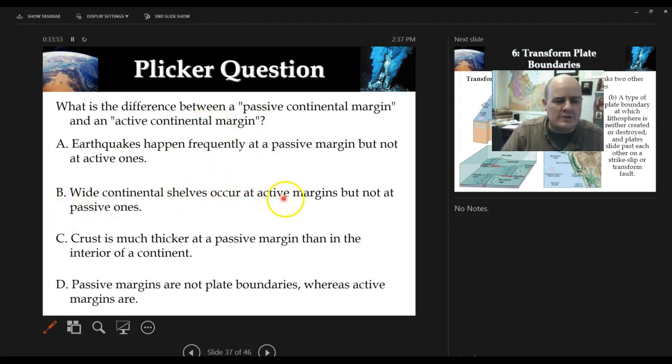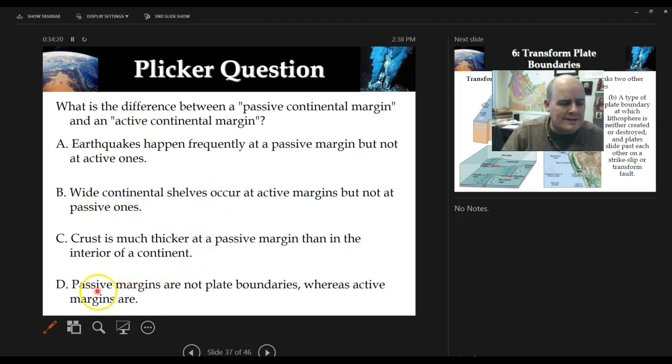Why continental shelves occur at active margins, but not at passive ones? Once again, this is opposite. You have the continental shelves because all that sediment coming off the continent then gets pushed out on the shelf, forming this nice shallow sea right off the edge. And that's what's happening here in North Carolina. You have a big shallow sea going further out into the ocean. The crust is much thicker at a passive margin than in the interior of a continent. That's actually not true. It's actually thinner.